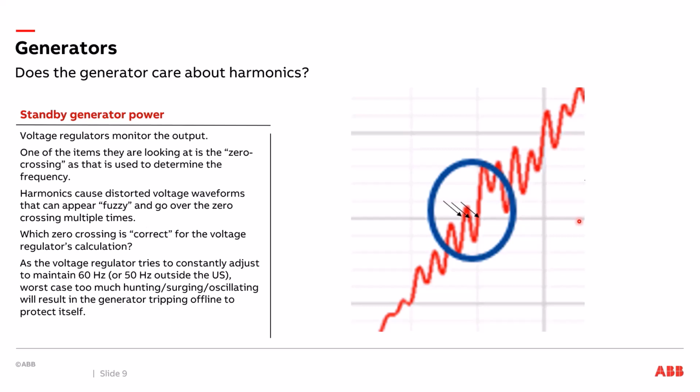Now your generator starts to surge, starts to hunt. You actually hear it speeding up, speeding down, slowing down. Speeds up too high, the generator will just flat out trip offline to protect itself from failure due to overspeed operation. So the generator, ultimately, worst case, will trip offline if there's too much harmonics on that particular power feed to the building.